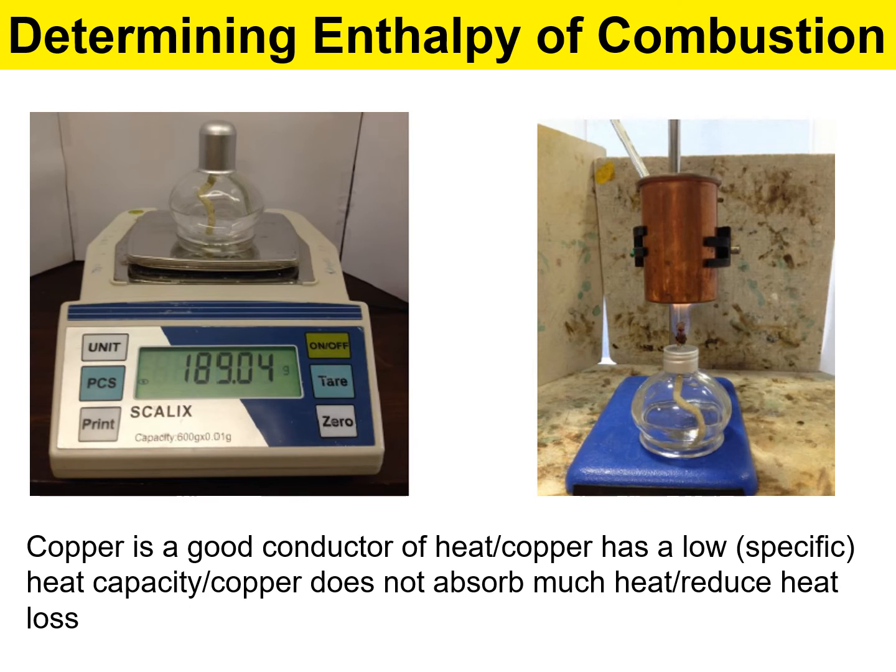The water that we use is held in a copper container. You can see that on the picture on the right. Copper is used because it's a good conductor of heat and it has a low specific heat capacity. On the left-hand side, you can see a picture of the fuel burner. It is important that we weigh the fuel burner at the beginning of the experiment and at the end of the experiment because we need to be able to calculate the loss in mass of the fuel.